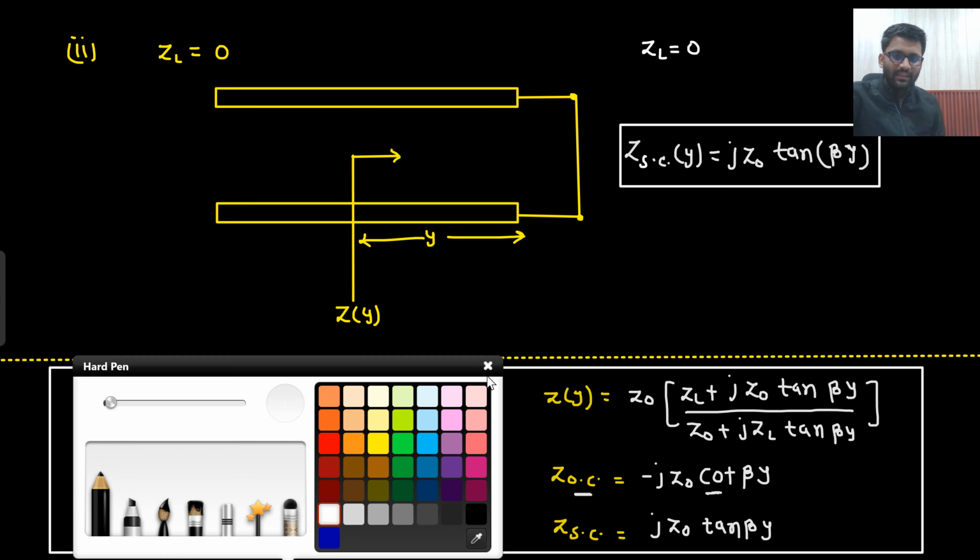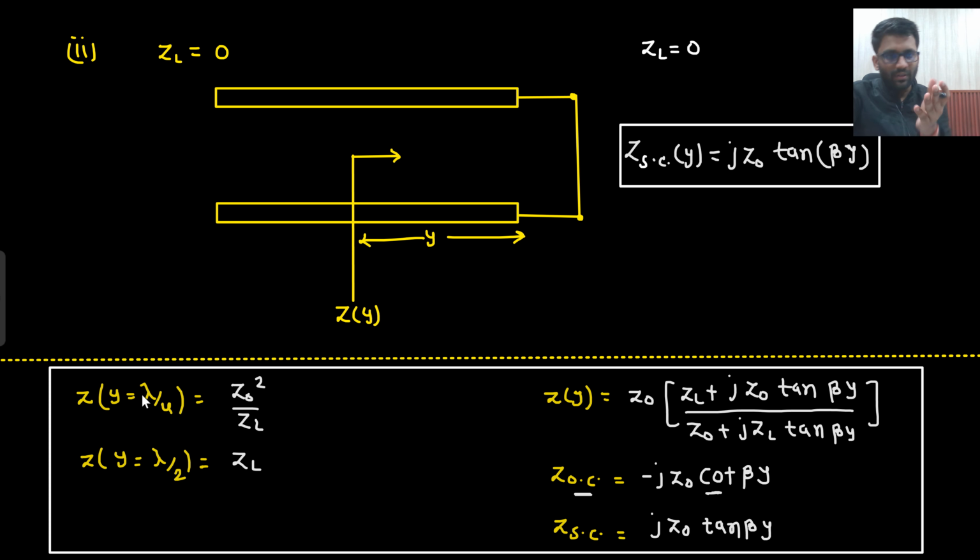And another conclusion is, after lambda by 4, things are being inverted, and after every lambda by 2, things are getting the same. This is the complete conclusion of the last 35 minutes. With that, you will certainly be able to solve a 2 mark question in the examination. It can come for 1 mark as well, 2 mark as well, but certainly it will come. And with this 35 minutes of discussion, you will be able to solve that.